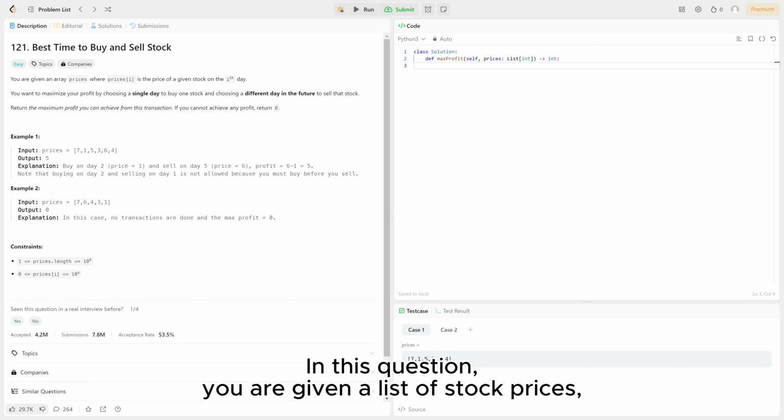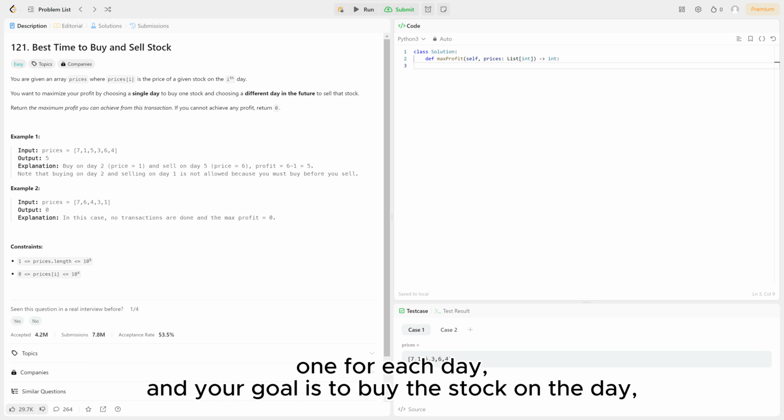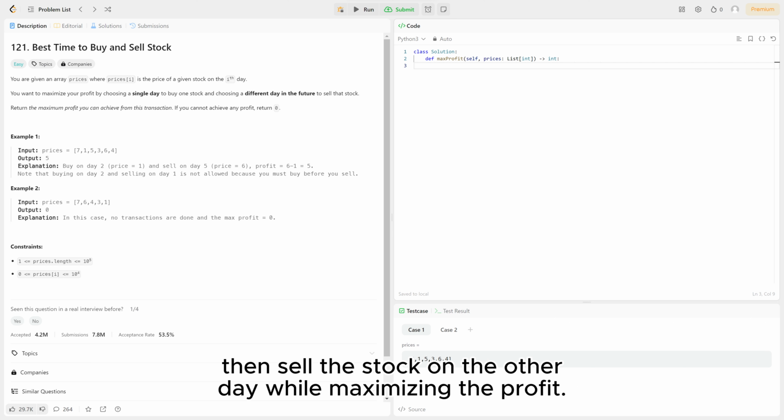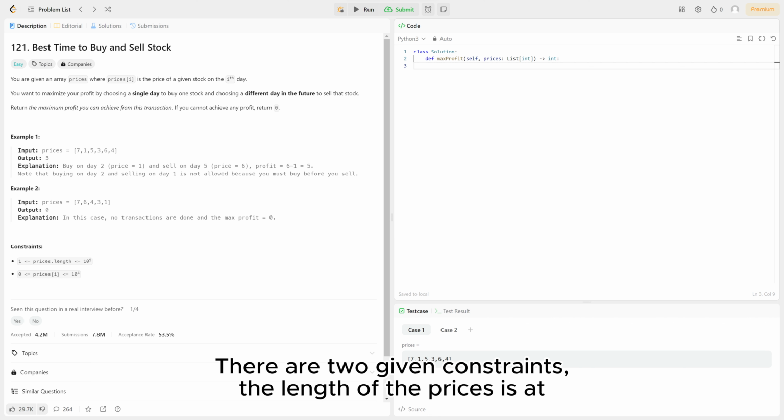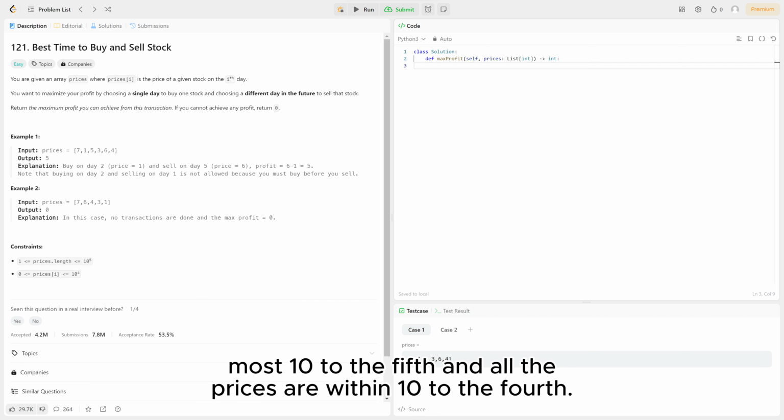In this question, you are given a list of stock prices, one for each day, and your goal is to buy the stock on one day, then sell the stock on another day while maximizing the profit. If there is no profit you can make, 0 should be returned instead. There are two given constraints. The length of the prices is at most 10 to the fifth, and all the prices are within 10 to the fourth.